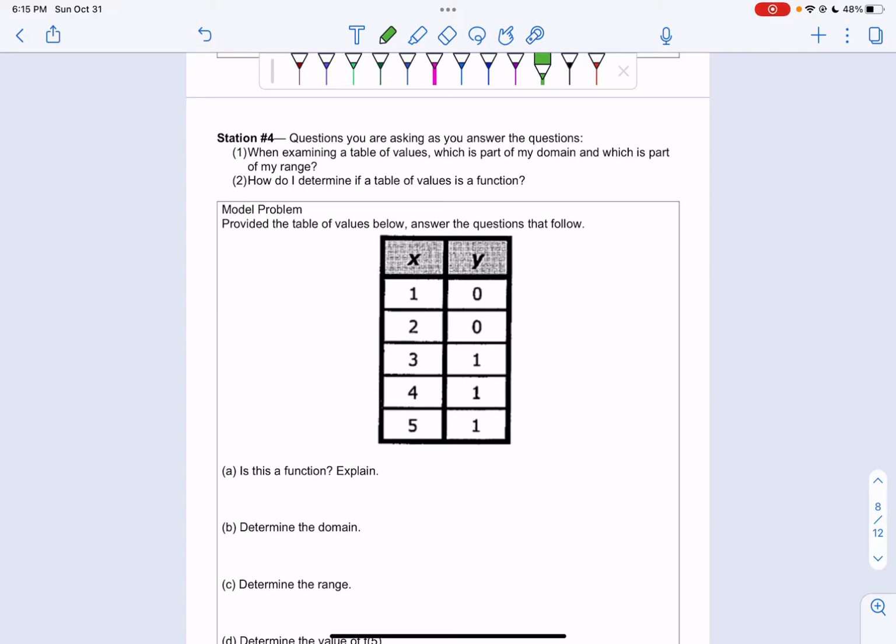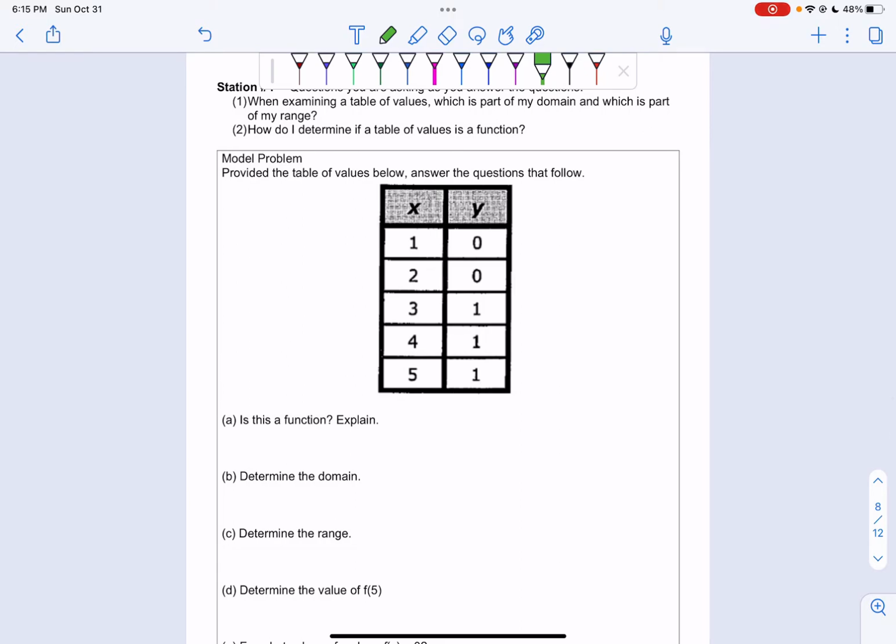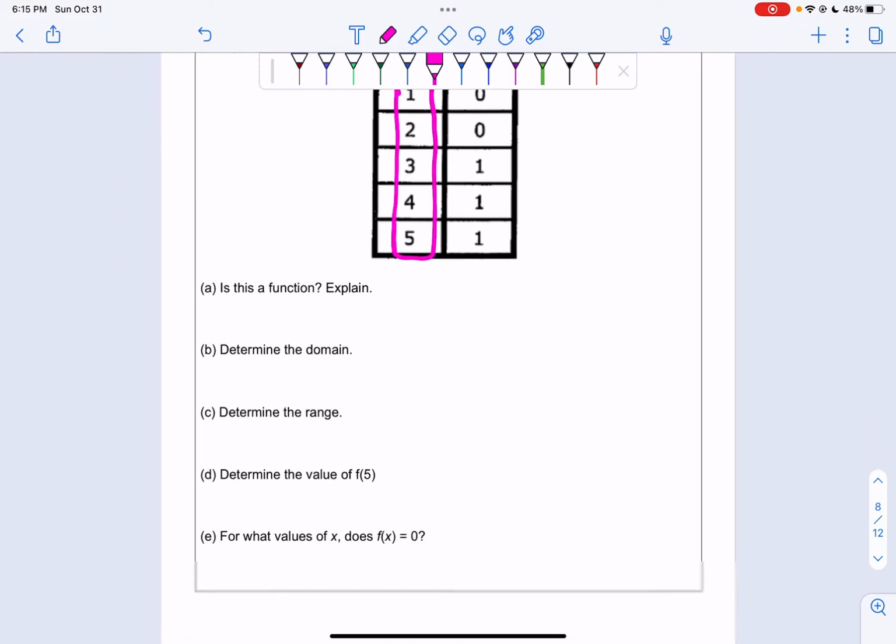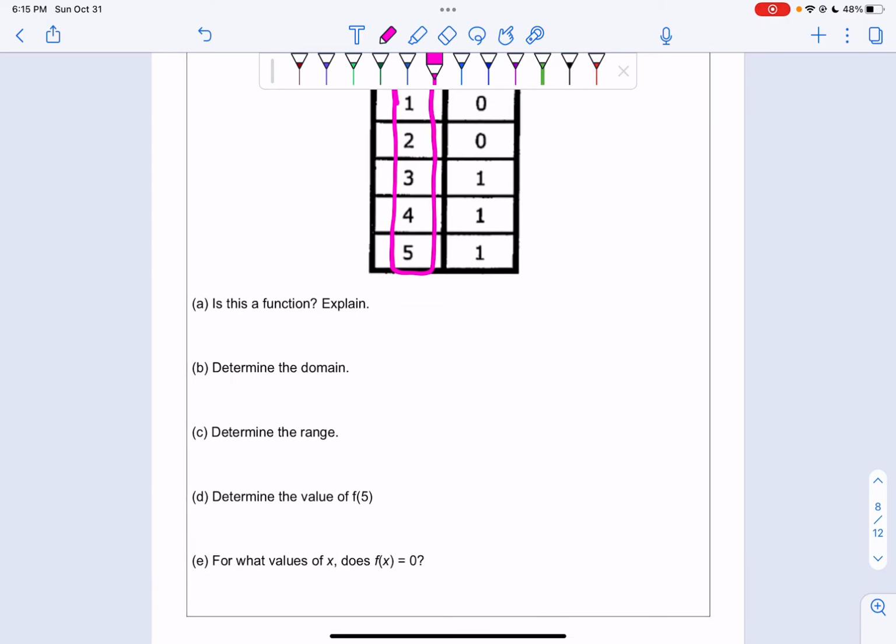If I look, the first question says, is this a function, and explain. Well, we know that when we look at a function, we only want to look at our x values. So if we look at our x values, they are 1, 2, 3, 4, and 5. Notice none of them repeated, so yes, this is a function. So we can say no x values repeat.